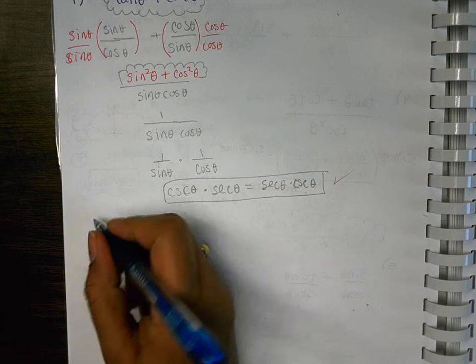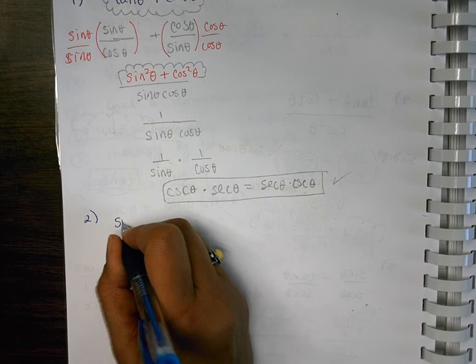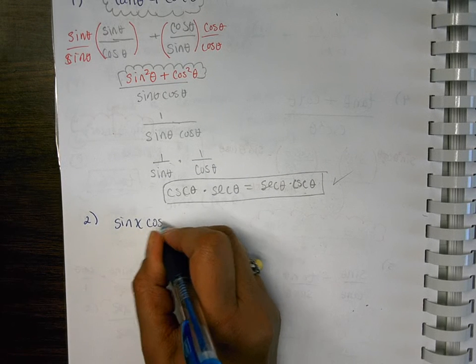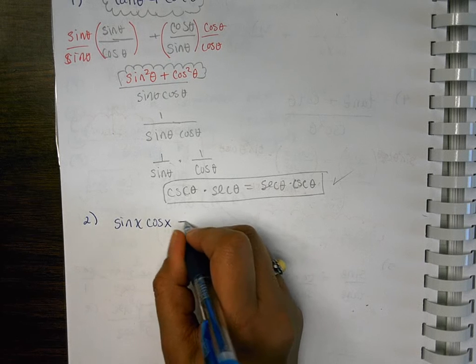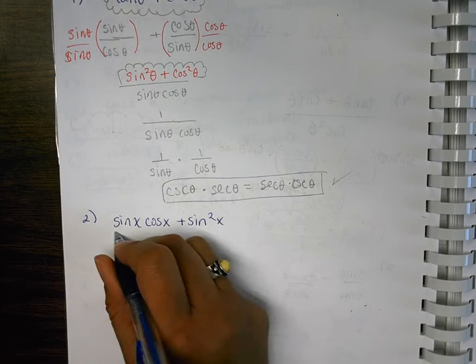All right. Number 2. So is there a specific reason why you can only mess with one side? That's how trig proofs work. You're trying to prove that one is equal to the other without manipulating both sides.